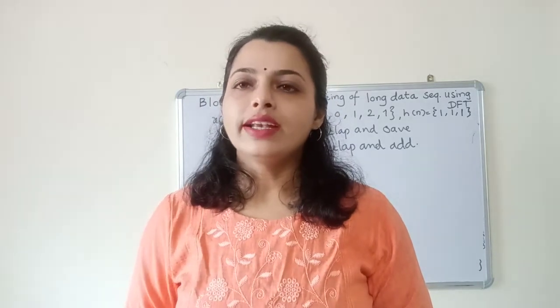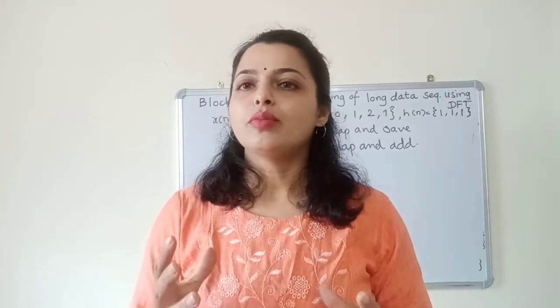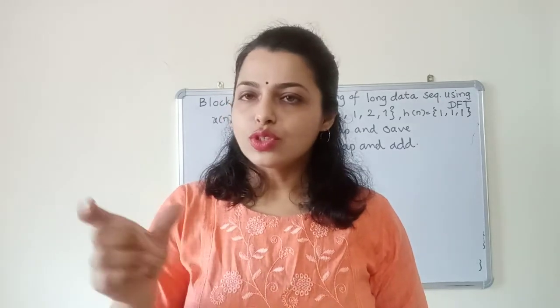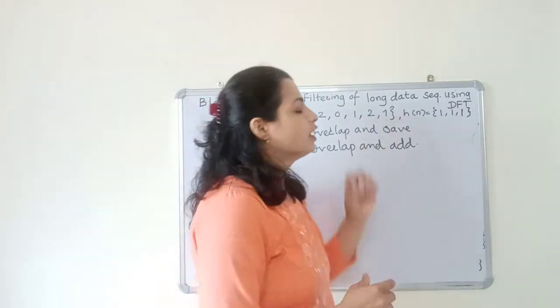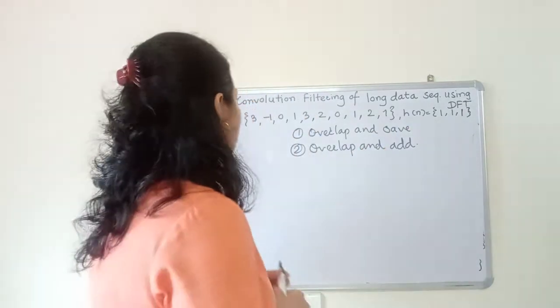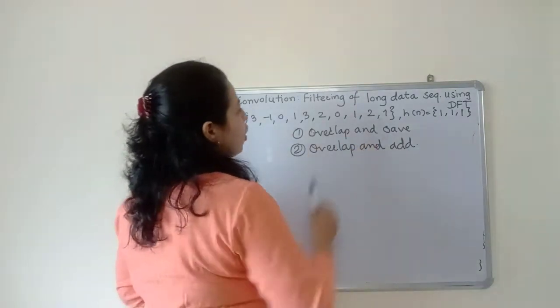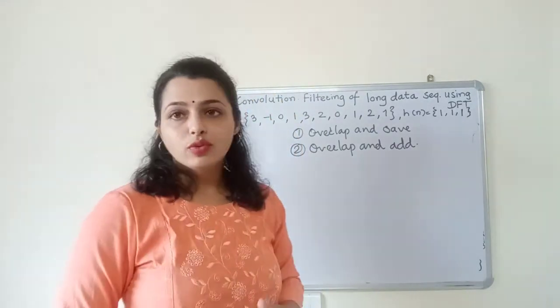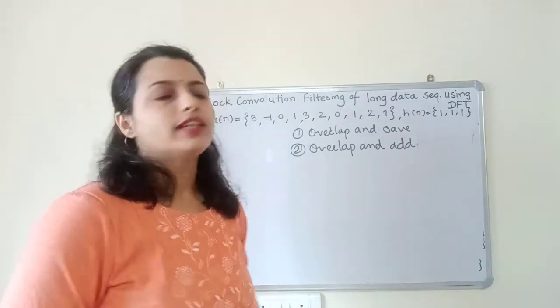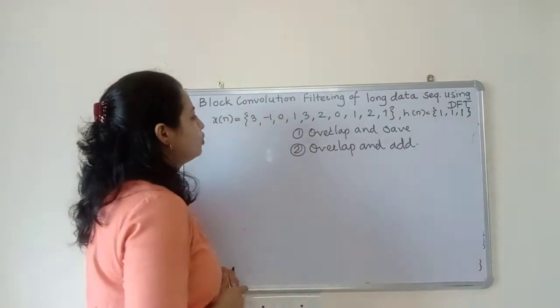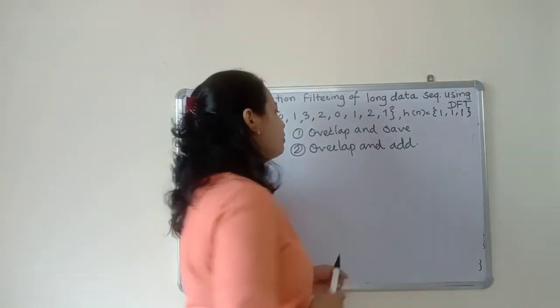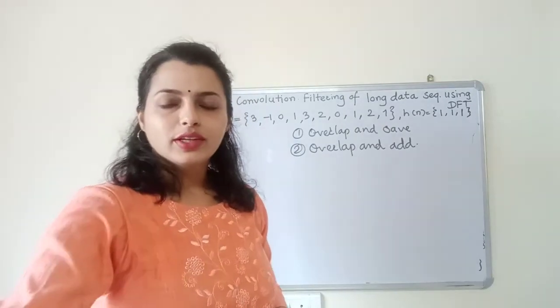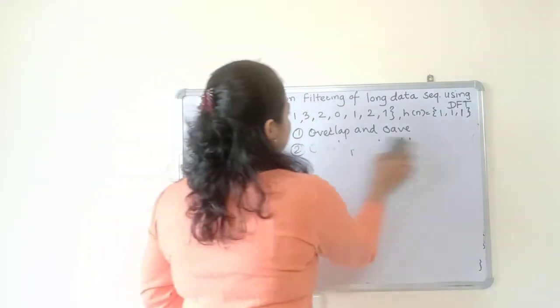We'll take one example and see how to break a long sequence into small sequences, and how to find the output of the linear convolution of that long sequence with the impulse response h of n. For example, we have taken x of n like this, a long sequence, and h of n is the impulse response of the system, and we have to find y of n. There are two methods for this block convolution, called the overlap and add method and the overlap and save method. First we'll see the overlap and save method.